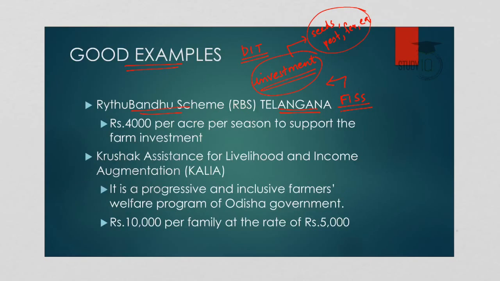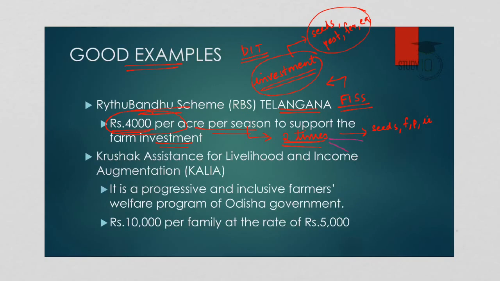And under the scheme, government is providing the farmers with around rupees 4,000 per acre per season to support the farm investment. So, farmers will avail this benefit 2 times in a year, that is for 2 cropping seasons. So, 4,000 per acre per season, and this money can be utilized by the farmers to make investments in their farm in the form of purchasing seeds, fertilizers, pesticides, irrigation purposes, etc. And this will be provided in both the seasons.